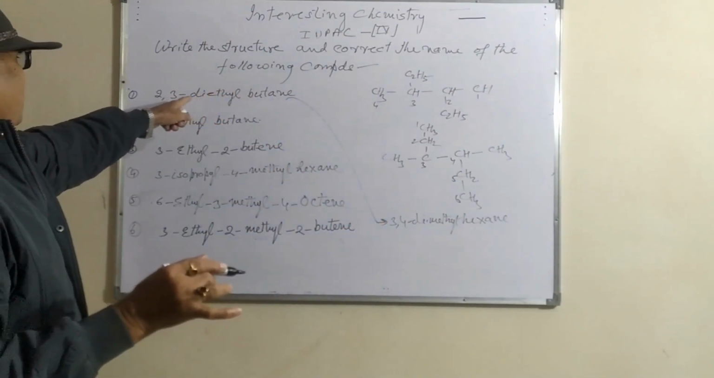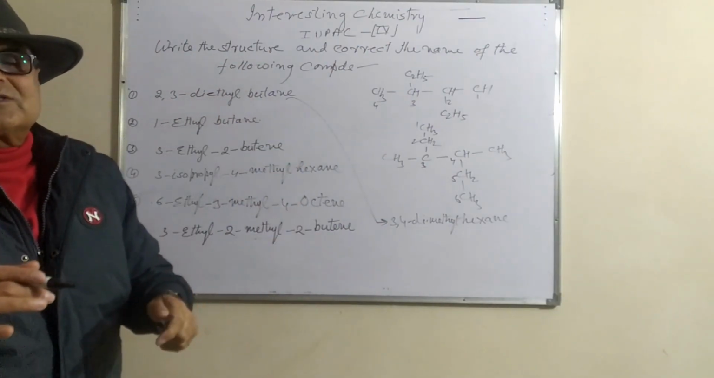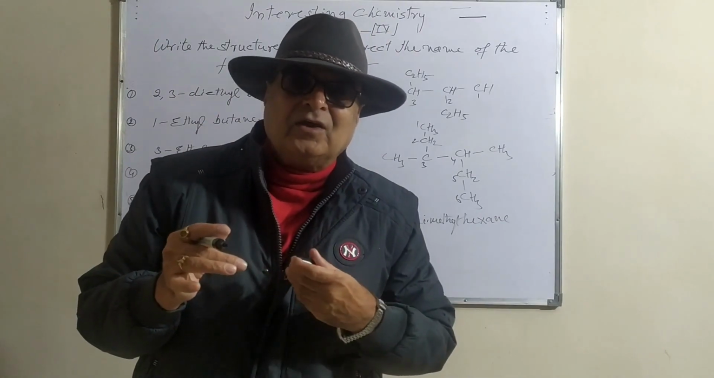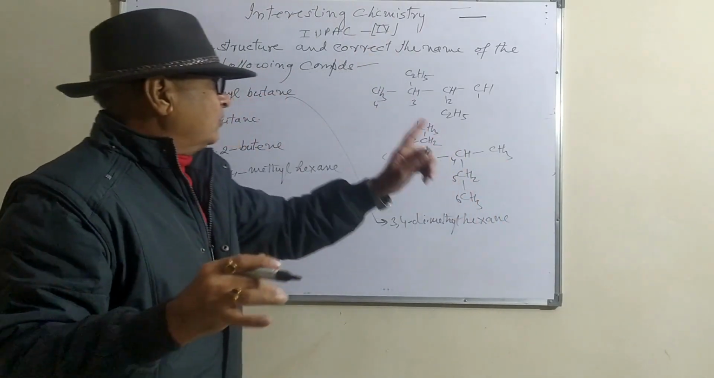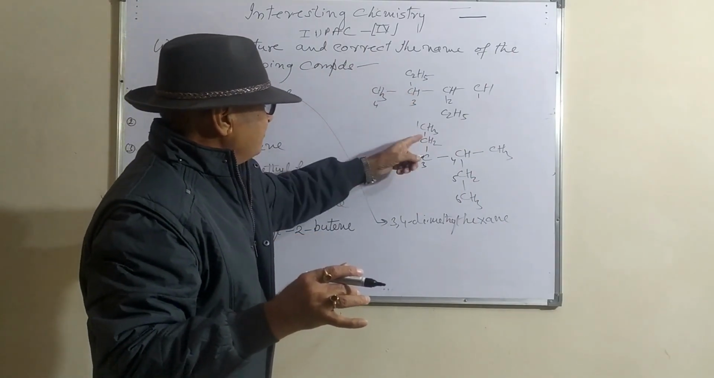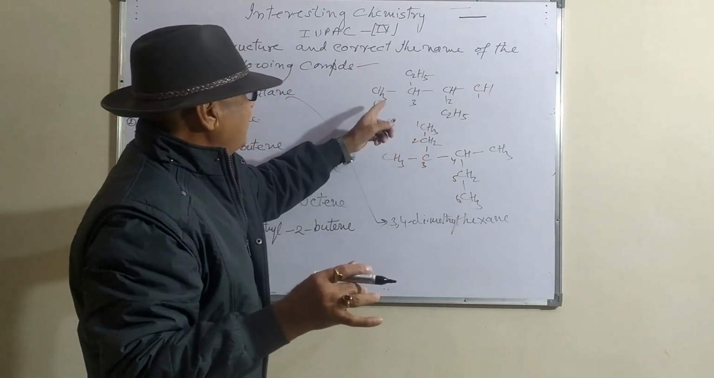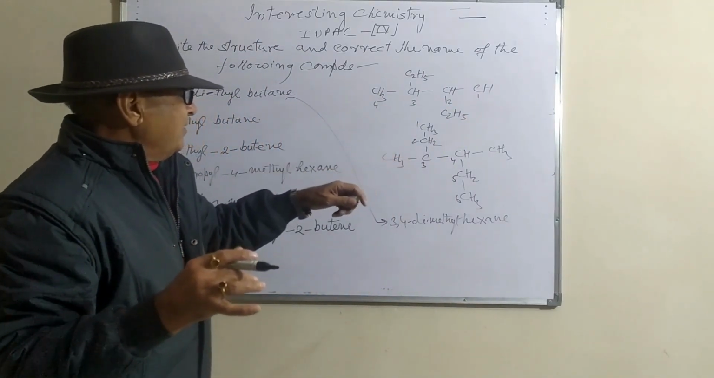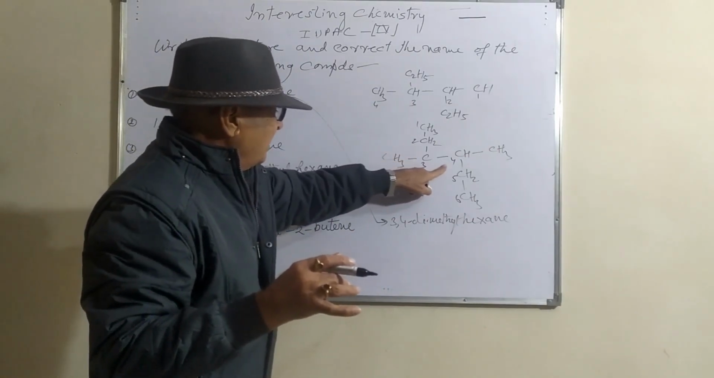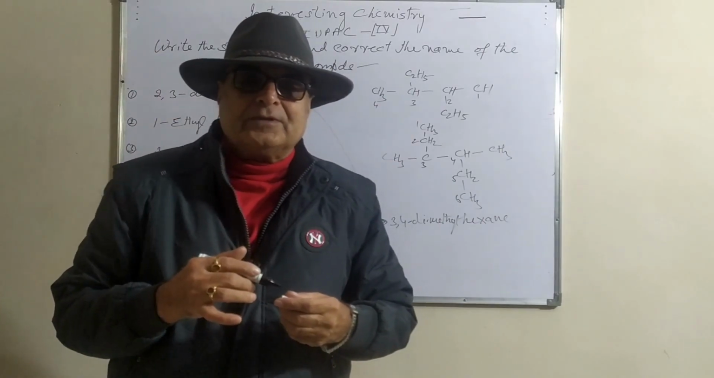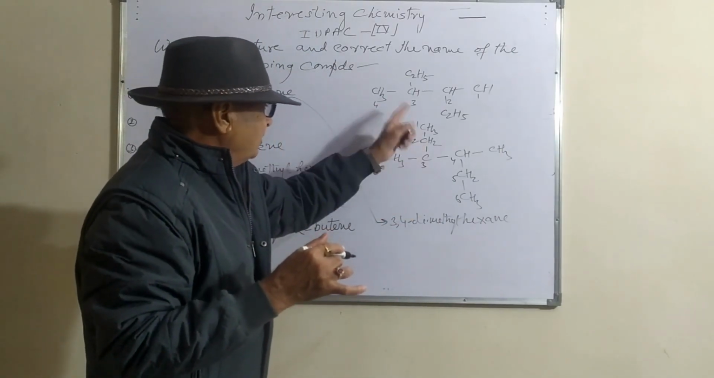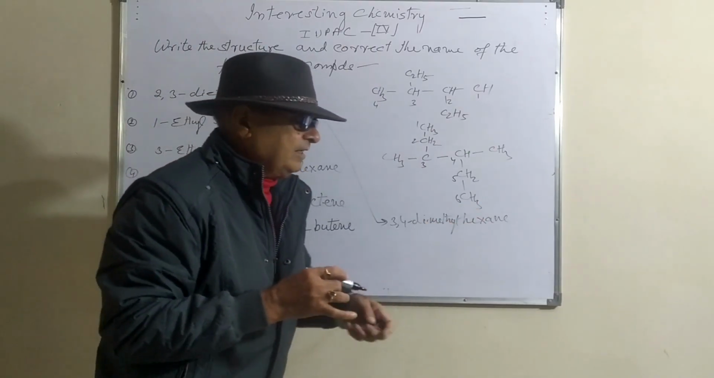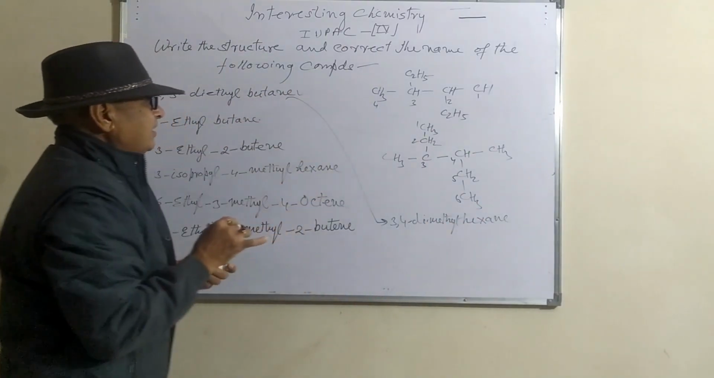The correct name of this will be 3,4-dimethyl hexane. So the name given to the substance was wrong, and the mistake I made in giving you the name is that I couldn't choose the longest chain rightly, because I had chosen the longest chain of 4 carbons. But now I came to know that there is a 6 carbon chain. So the longest chain is of 6 carbons, and the name of this compound will be 3,4-dimethyl hexane. I think that you have understood it.